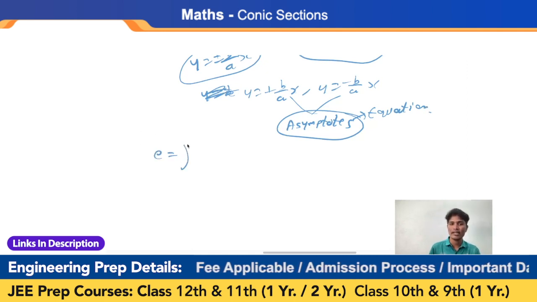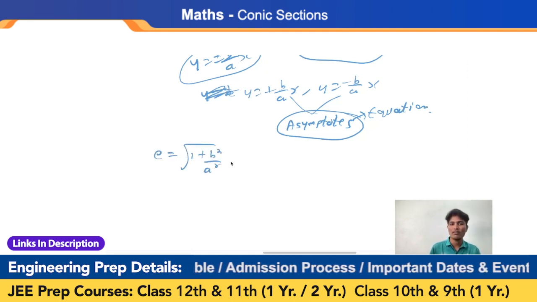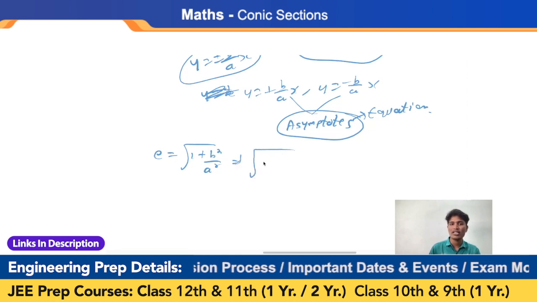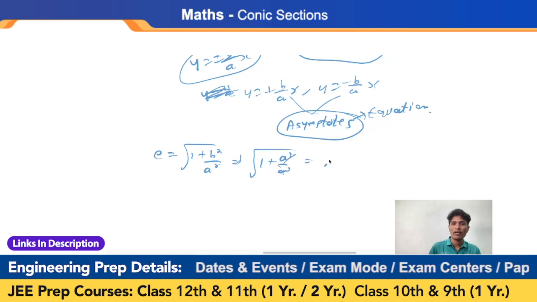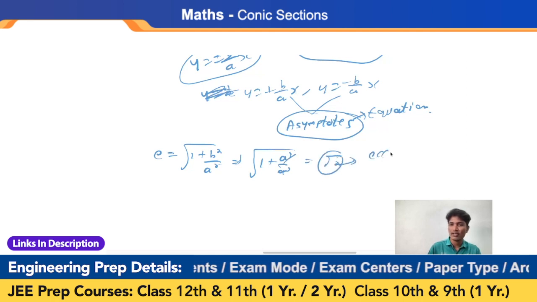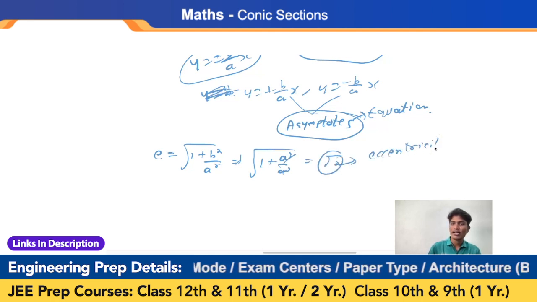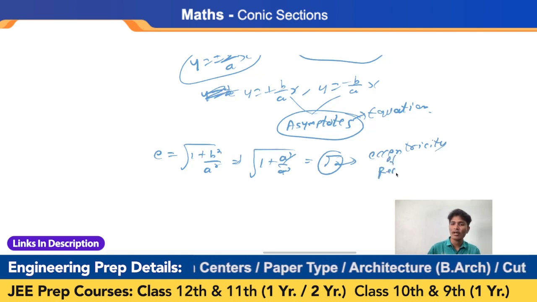Yes. Now everything will be changed. That is eccentricity, root of 1 plus b square by a square. How is it going to change? It will be root of 1 plus a square by a square. It will be root 2. This root 2 is the eccentricity of the rectangular hyperbola.